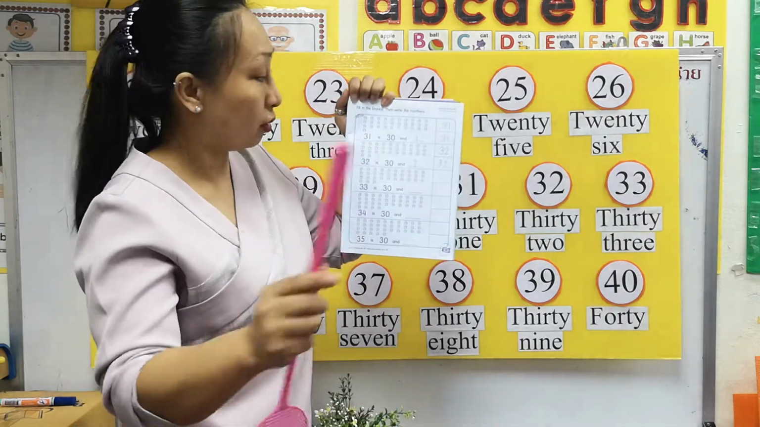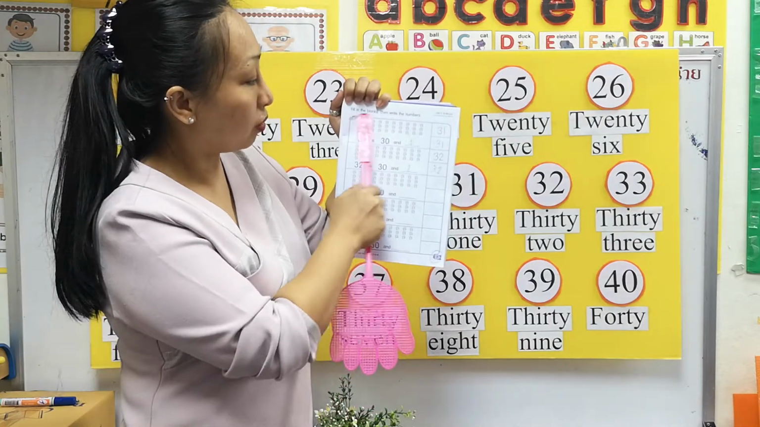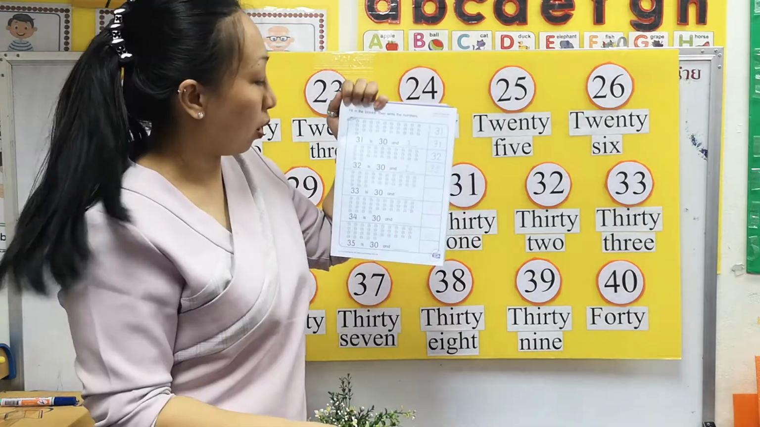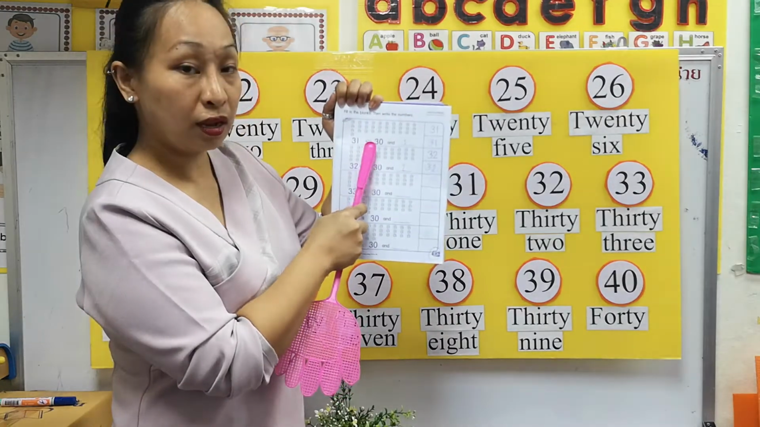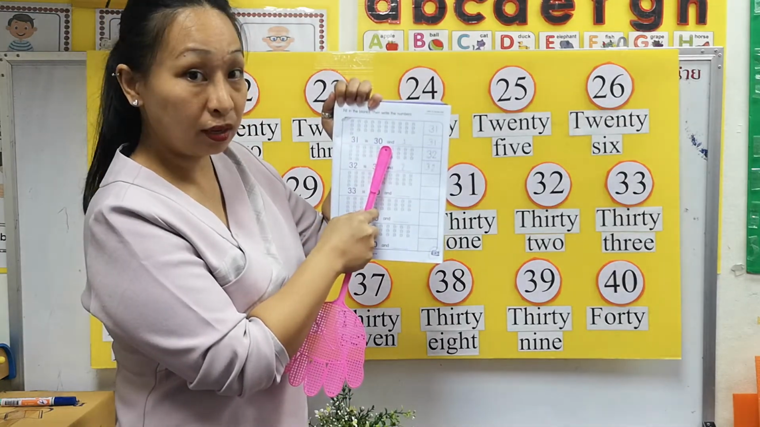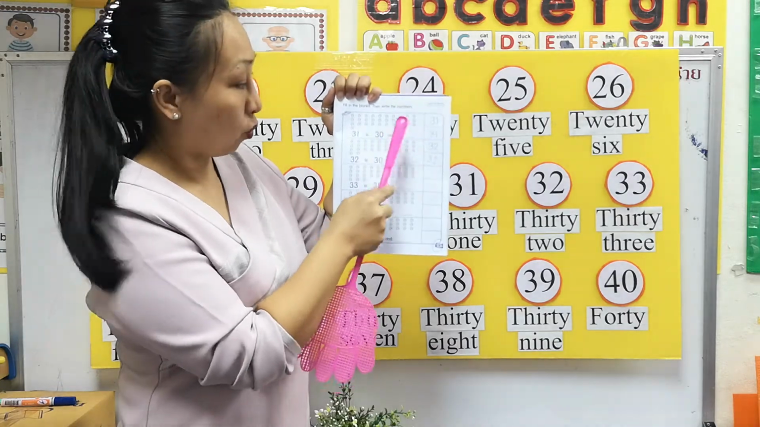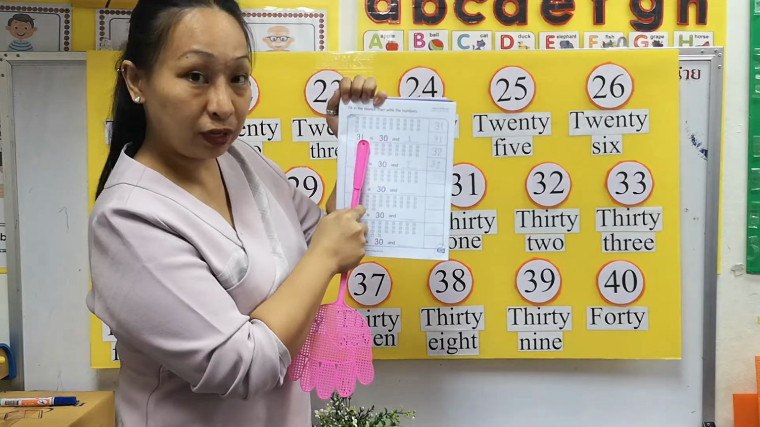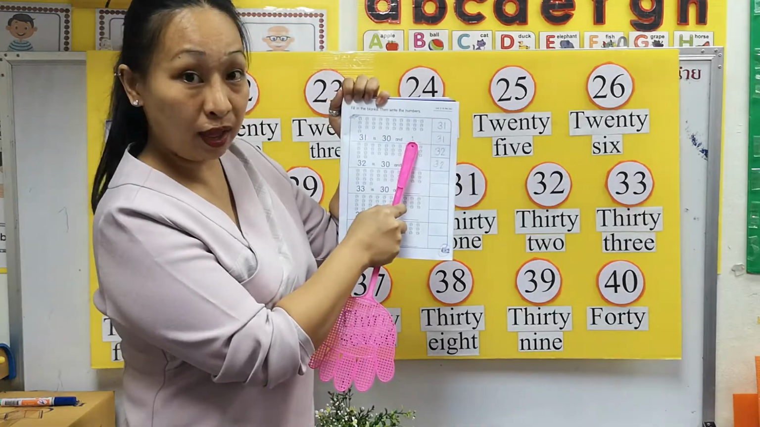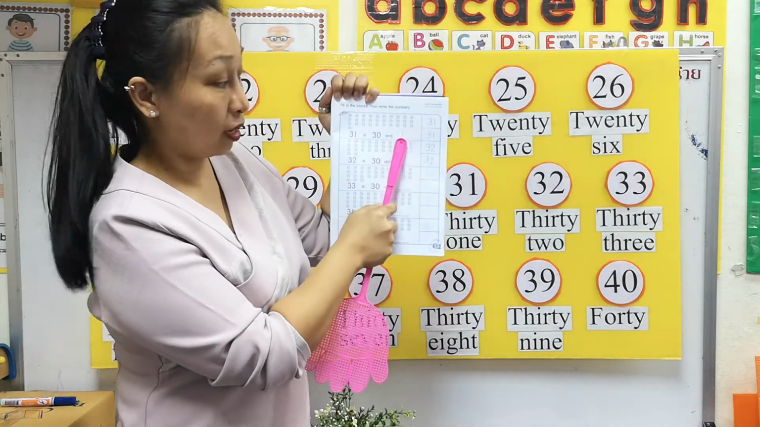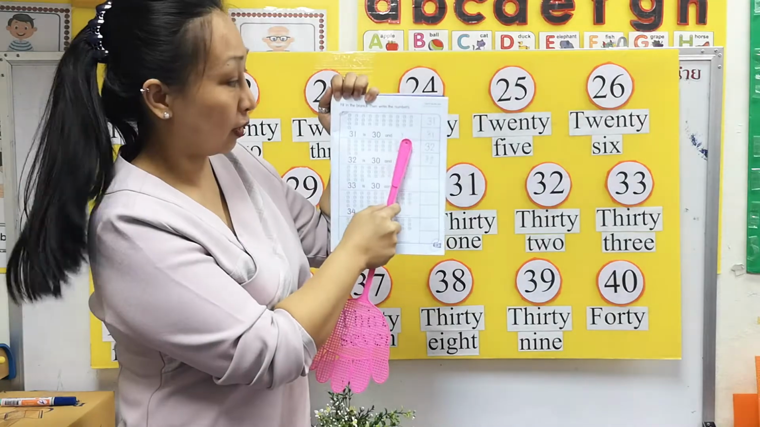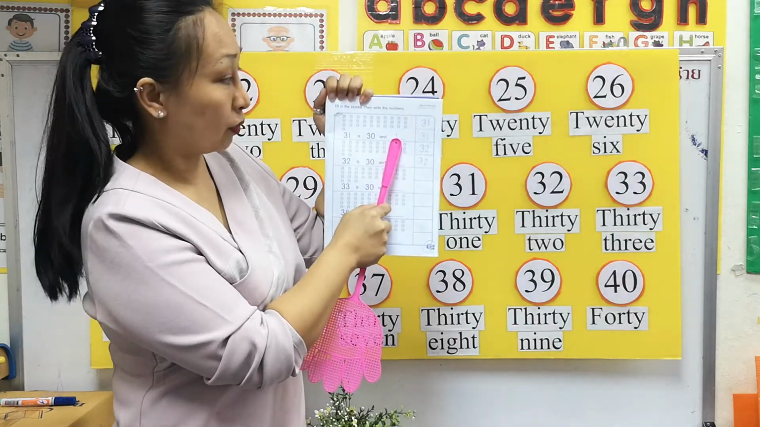1, 2, 3, 4, 5, 6, 7, 8, 9, 10, 11, 12, 13, 14, 15, 16, 17, 18, 19, 20, 21, 22, 23, 24, 25, 26, 27, 28, 29, 30, 31. All right? Those animals, they are 31. So it says here, 31 is 30 and what? 1. You will transfer number 1 into the blank space. Okay? This space. Underline. Okay?